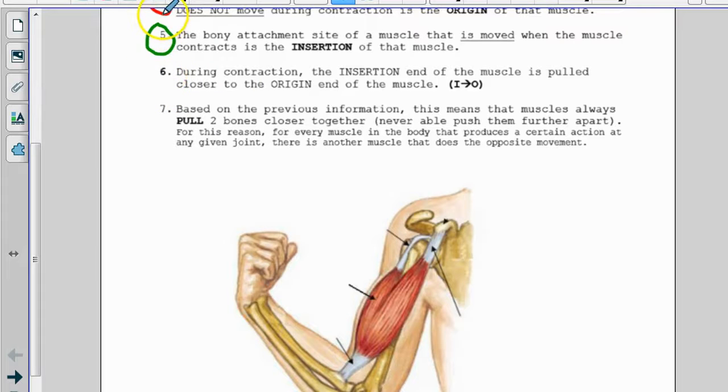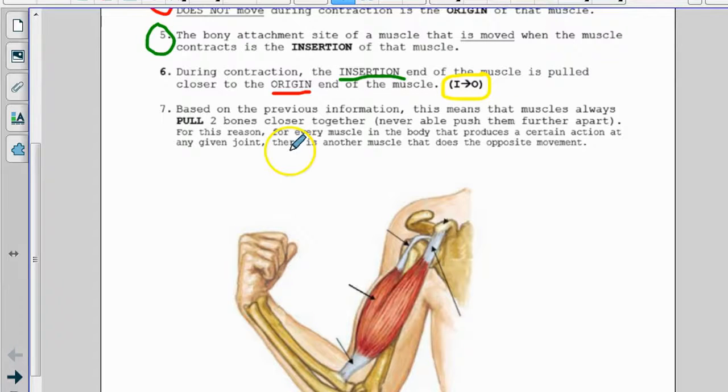Number 6, again directly related to 5: during the contraction, the insertion end of the muscle, I'm going to put green because it moves, is pulled closer to the origin end of the muscle, and the origin end of the muscle will not cause any movement. It'll just stay anchored. And I'm always going to write that as this: the insertion end moves closer to the origin end. You'll hear me say that a million times during this unit, I to O. I moves to O. The insertion of the muscle will move closer towards the origin end, and in that way creates a pulling effect.